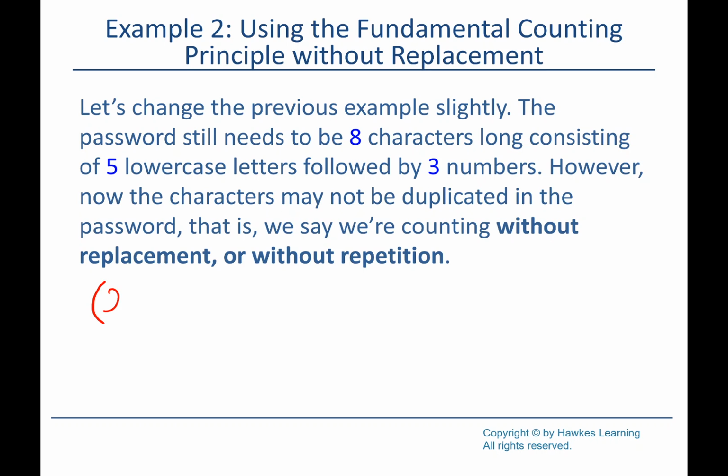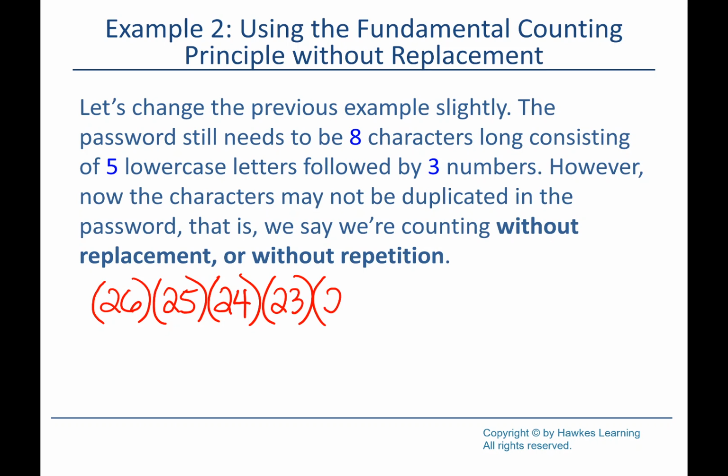Picking our first character, we still would have 26 choices. But whatever letter we pick that time, we can't use it again. So on the next one, how many choices will we have? 25. Then we've got 2 letters we can't use again. So for the third one, how many? 24. Then we got 3 letters we can't use again. So the next one would be 23. And we got 4 letters we can't use again. So the last one would be 22 choices. Does that make sense why we're going down one each time? Because every time we pick one, we've excluded that letter from the possibilities for the next one.